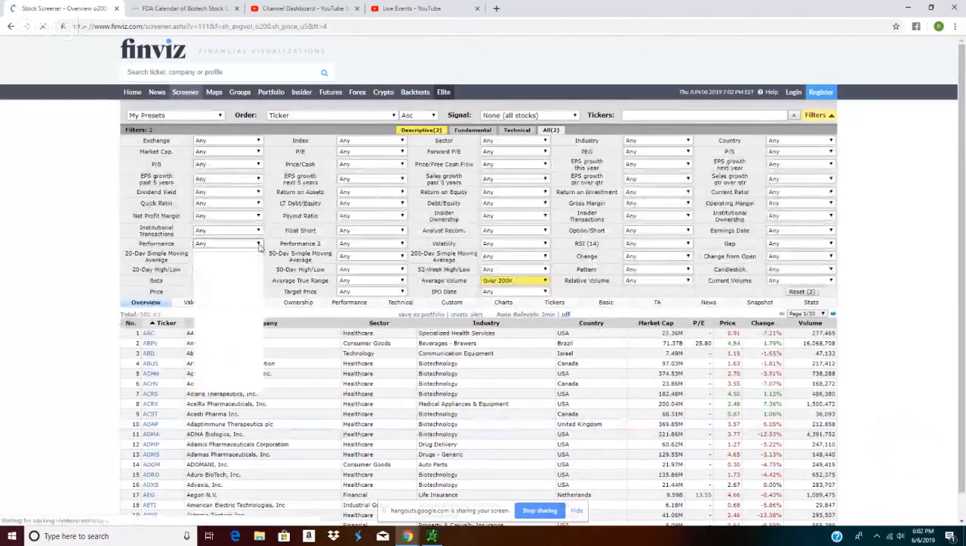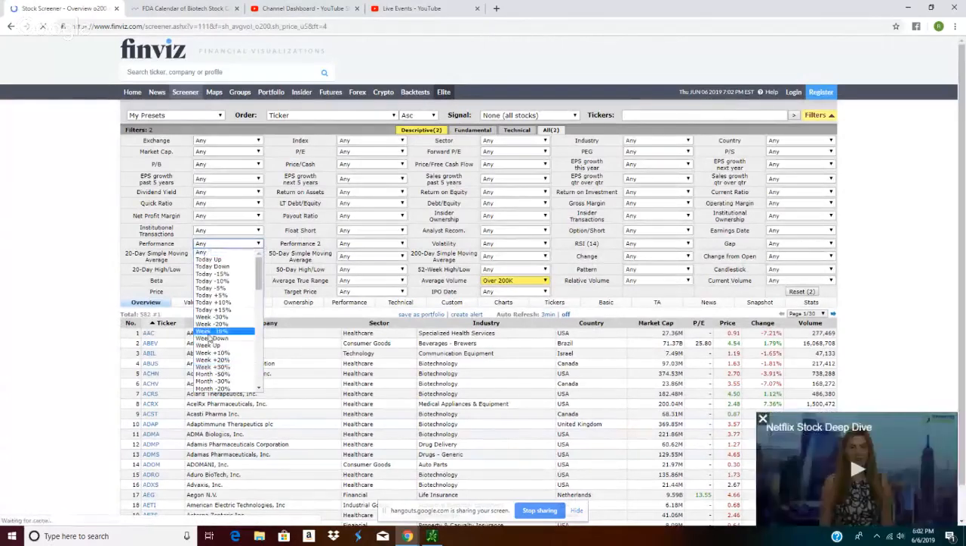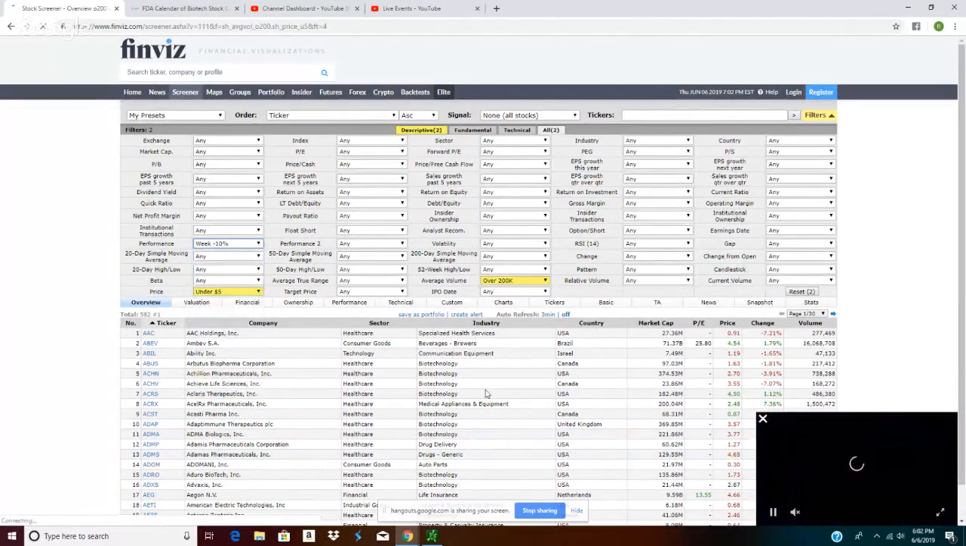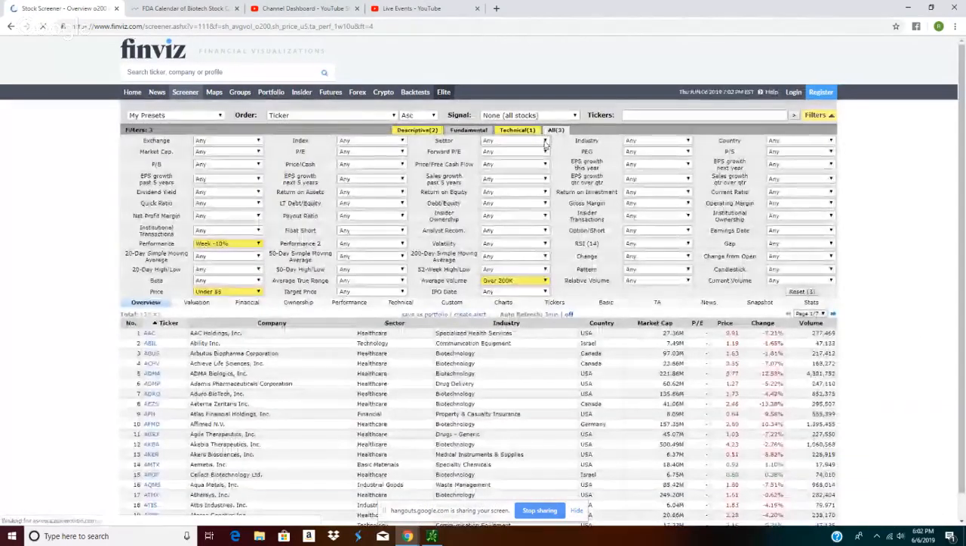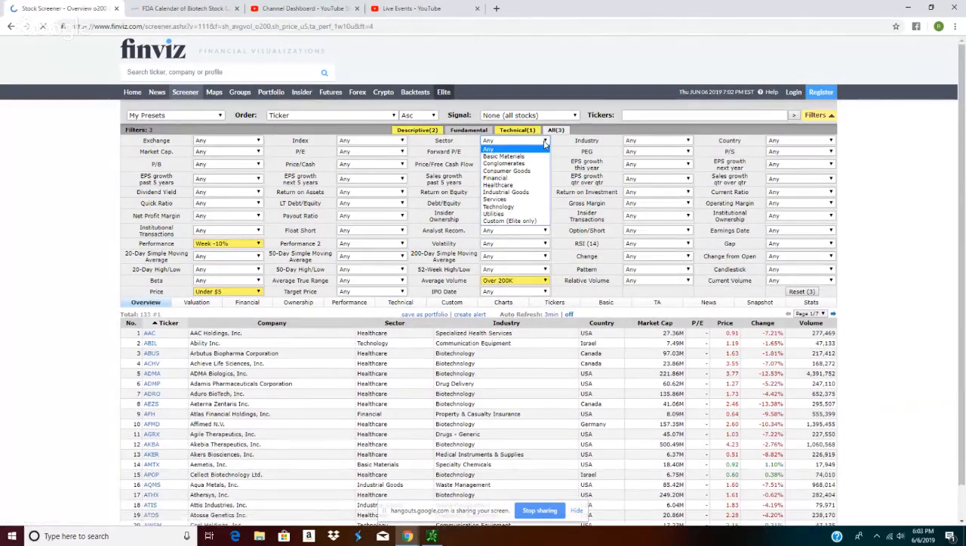Performance. We're looking at week, down 10%, negative 10% on the week. You can do sector if you like, but it really doesn't matter. Last time I think we did look through healthcare alone, because I like to trade in that biotech space. But with that criteria, we're given more stocks. As you can see over here, it's 133. If we choose a sector, we're going to have less stocks to look at. So we're not going to look at all of these anyway.